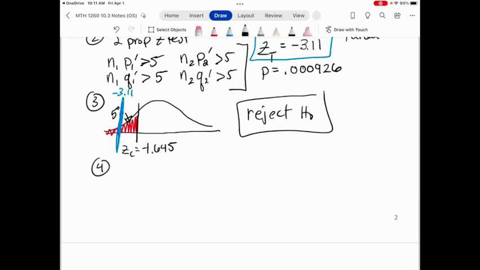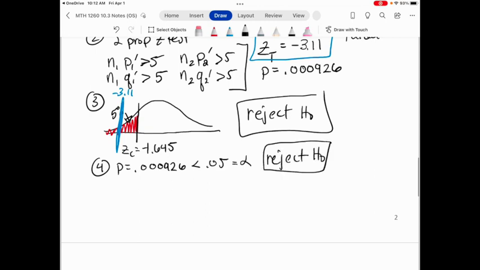For step 4, we're going to use the p-value method. And we got in step 2, when we did this on the calculator, a p-value that was 0.000926. That is certainly less than my level of significance, which is 0.05. And when our p-value is less than our level of significance, we say reject the null hypothesis.